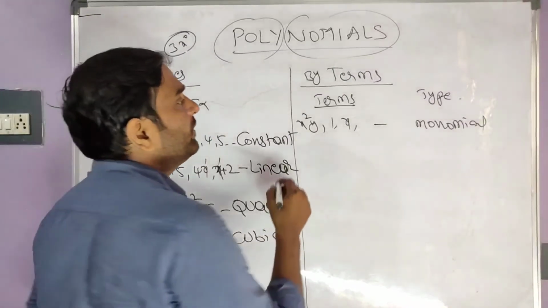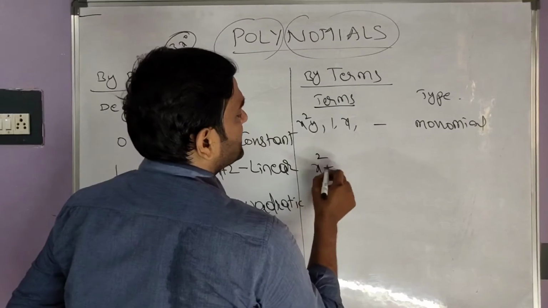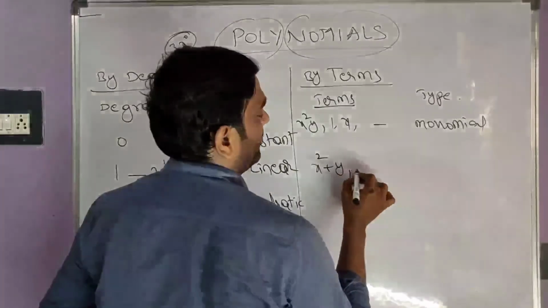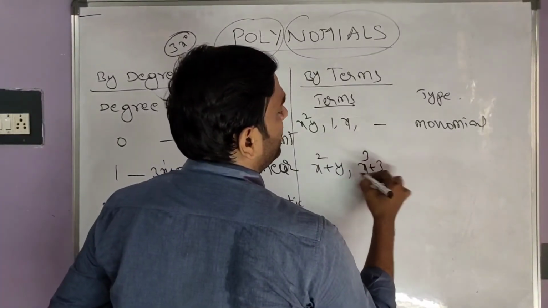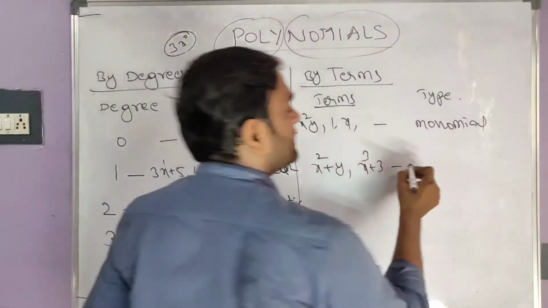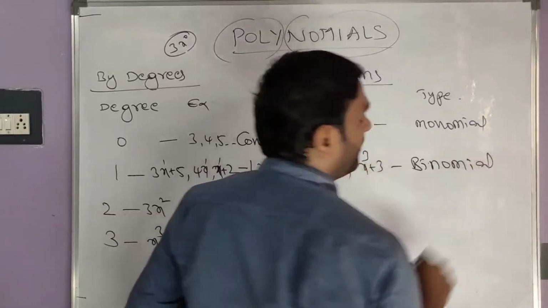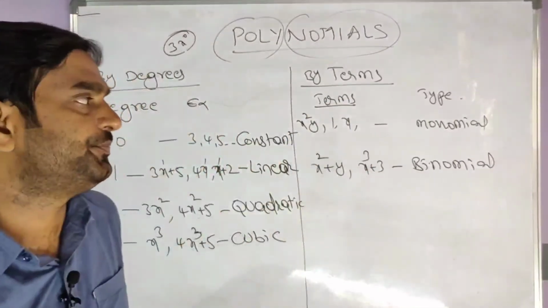If there are two terms, like x square plus y, or x cube plus 3, how many terms are there? 2 terms are there. So these are called binomials. Bi in the sense of 2.